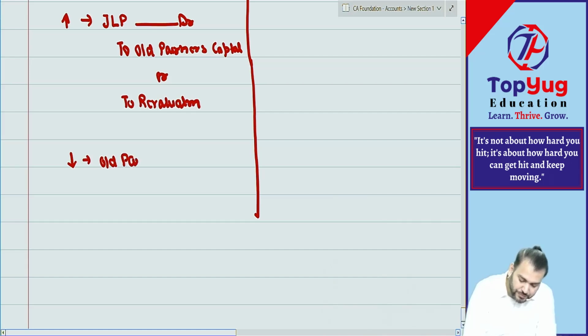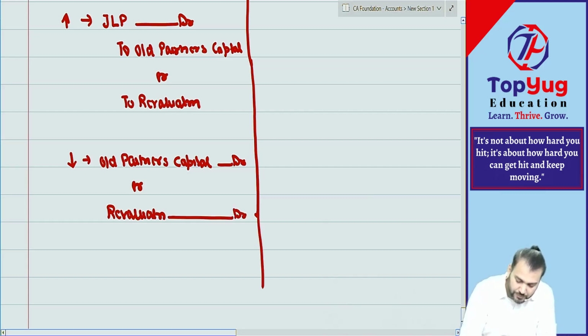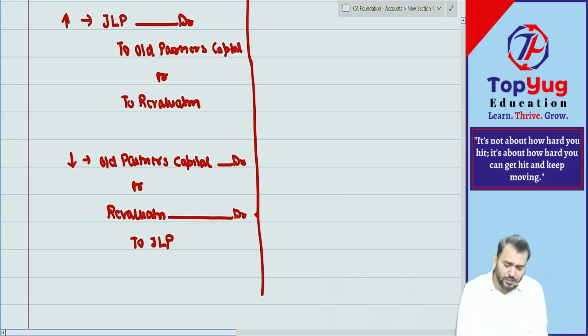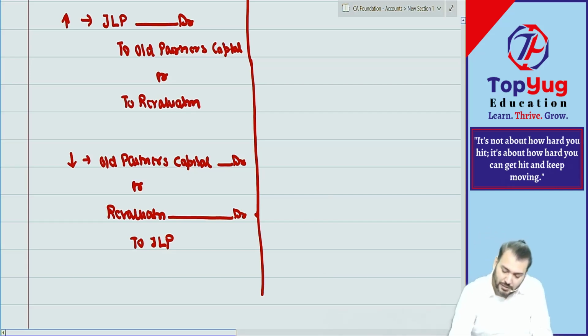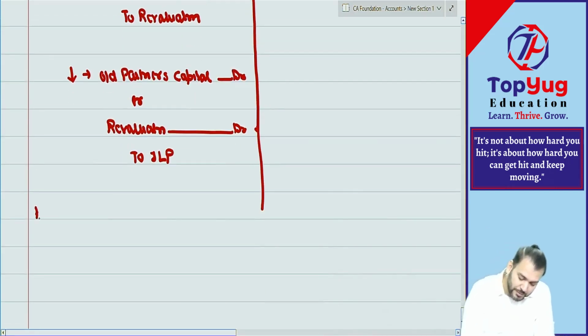Now decrease, then what journal entry? Old partners capital account debit, or revaluation account debit, to GLP. If no change, no journal entry, that I am not writing. That is understood.